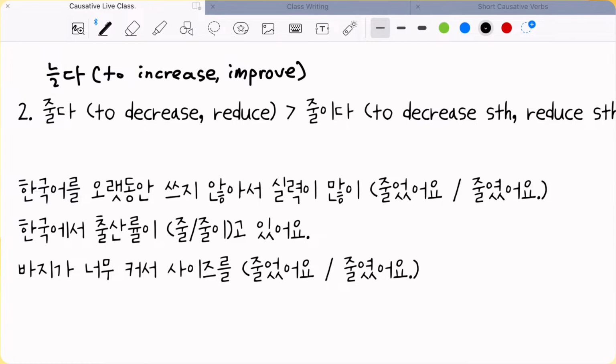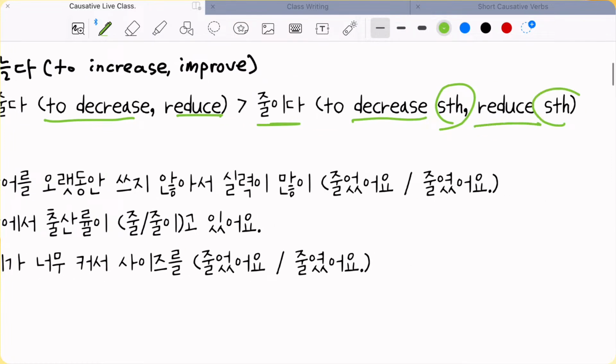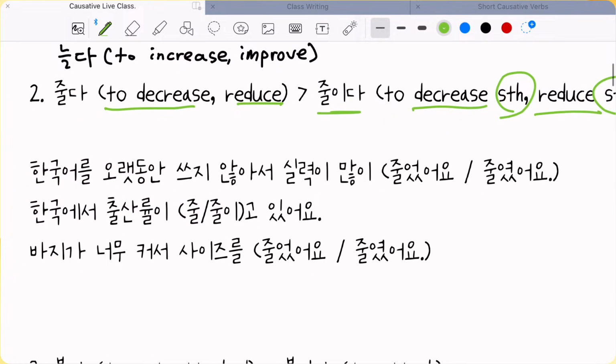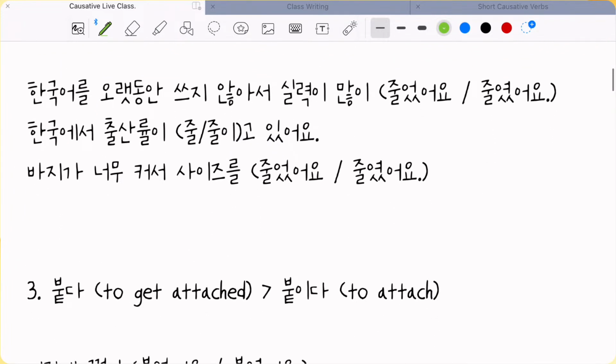So 줄다 would be the antonym of it. 줄다 is an intransitive verb that means to decrease, to reduce. And 줄이다 would be the causative verb that means to decrease something, to reduce something. 그러면 보겠습니다. Let's move on to the example sentence.